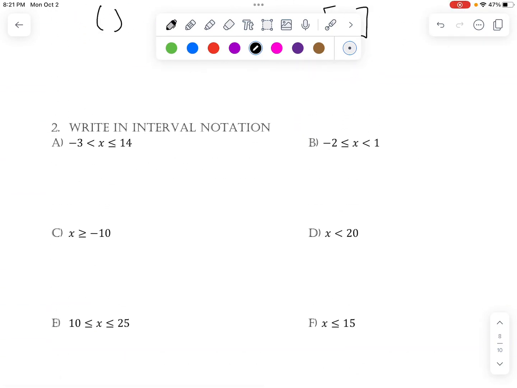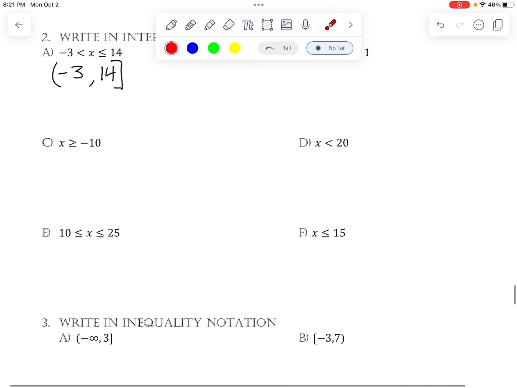Okay, so we notice that we do not have an equal sign underneath this inequality right here. So we will have a negative 3, and we're going to have a parenthesis around that negative 3 because we do not have an equal sign. And then we will move to our 14, and we notice that we do have that equal sign, so we're going to have that lovely little bracket. You do pretty much the same thing here. All right, moving on down to this guy.